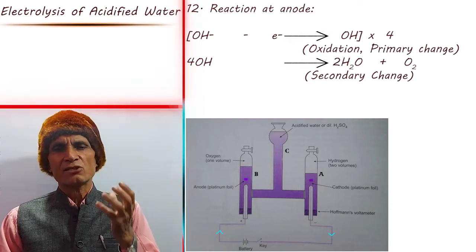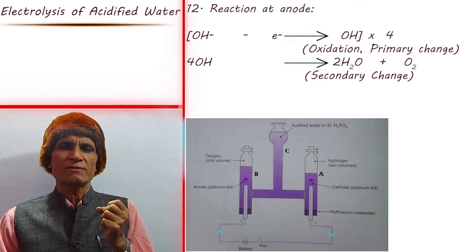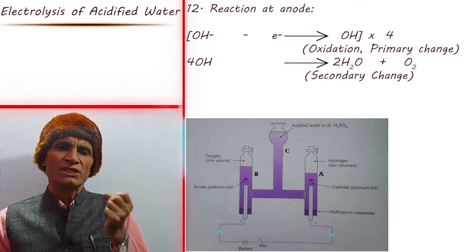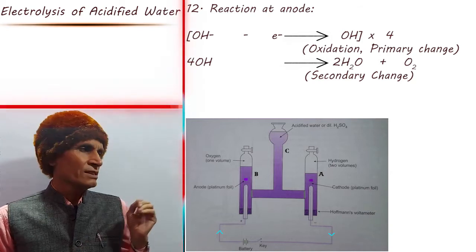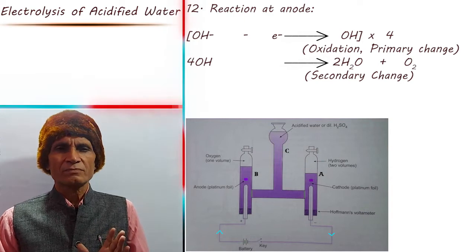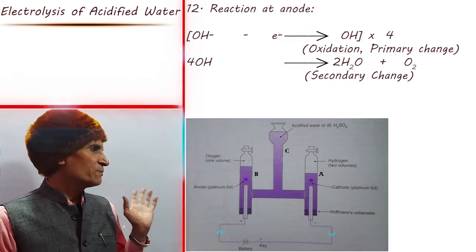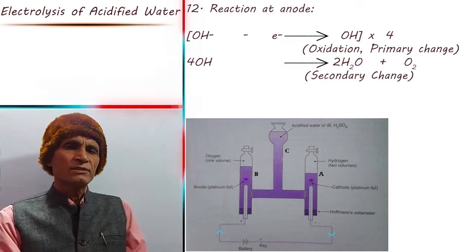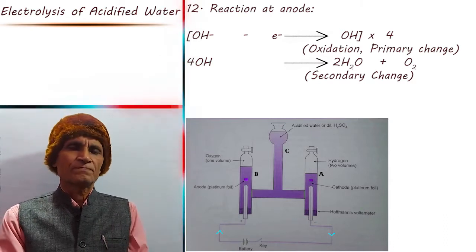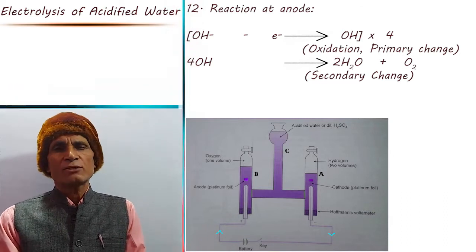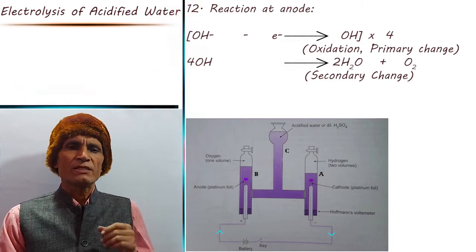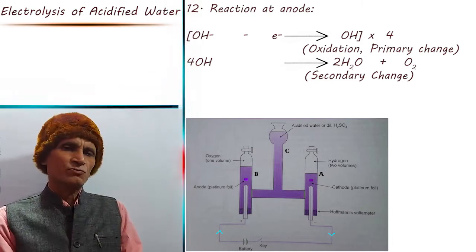That is, hydroxide ions have low discharge potential. Lower position in the electrochemical series means low discharge potential. Then it loses an electron to form neutral hydroxide. These neutral hydroxide groups react together to form water and an oxygen molecule at the anode. Thus, the oxygen molecule formed at the anode is collected over water in the glass tube.